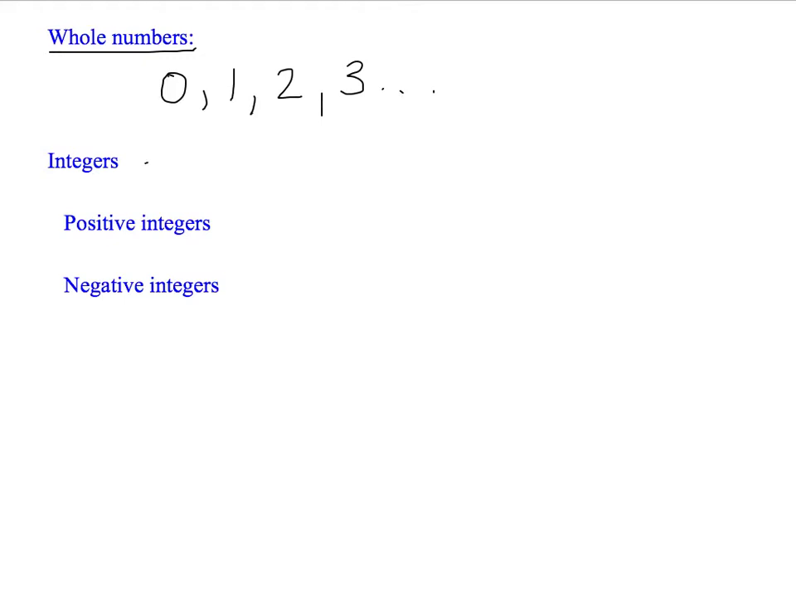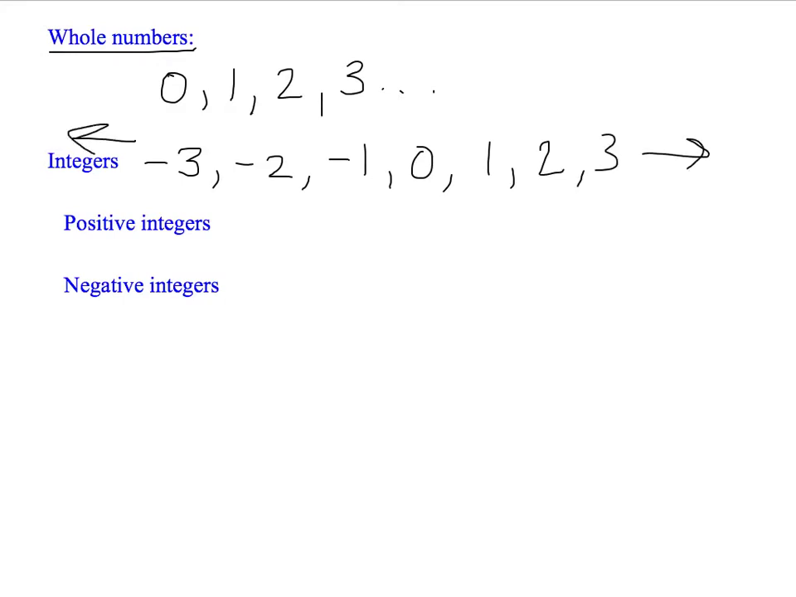Integers are -3, -2, -1, 0, 1, 2, 3, everything after that and everything before. As long as they're whole numbers, so they're not fractions, they can be positive and negative. Note that both of them include the number 0. Positive integers are integers that are greater than 0. And negative integers are ones that are less than 0.